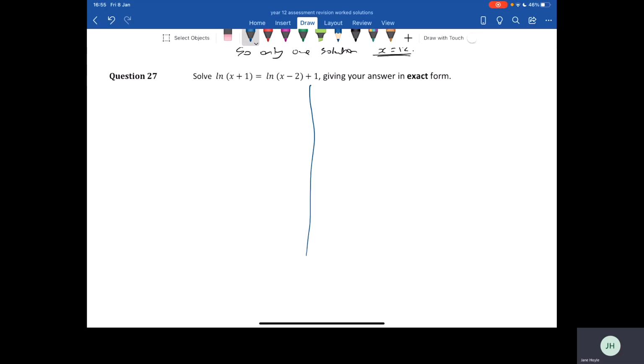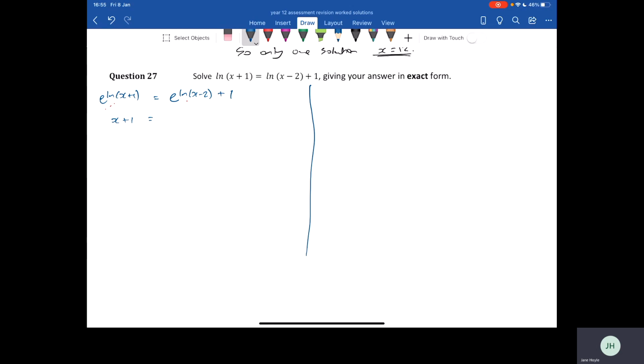So we could state that e to the ln(x + 1) is equal to e to the ln(x − 2) plus 1. Now, e to the ln x, that of course is inverse functions, so that just gives me a nice little x plus 1 on the left hand side, but I can't do that on the right hand side. I've got an e to the ln x there, but I've got this awkward add 1 just tagging along.